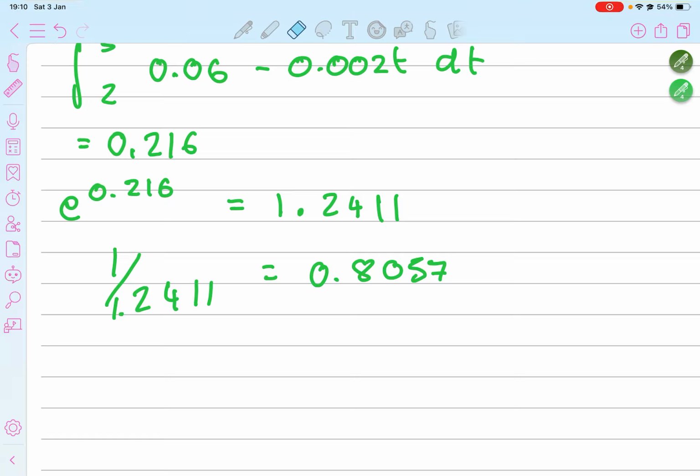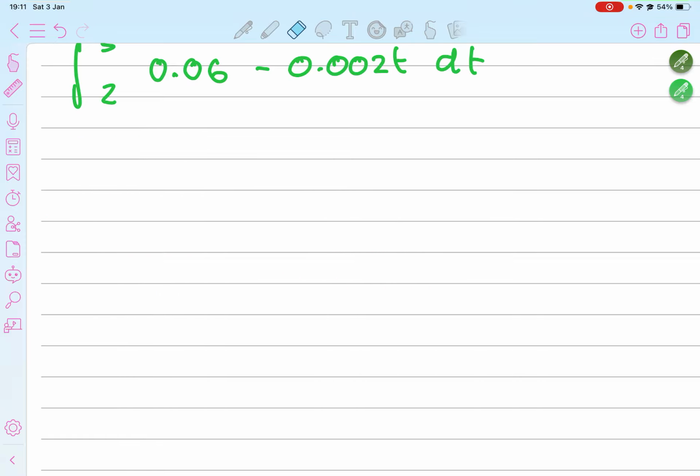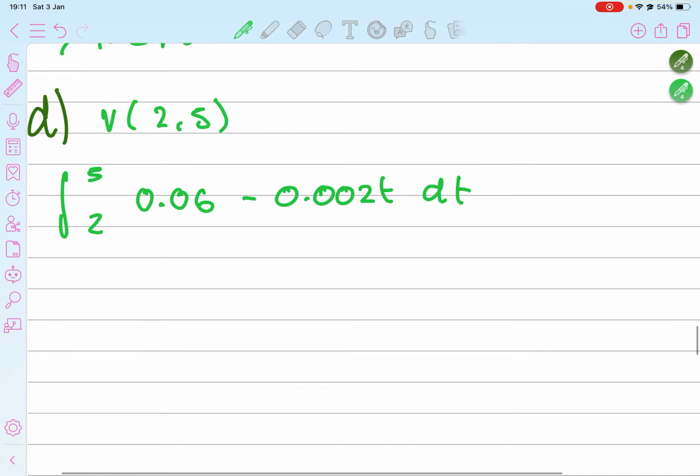Have I written something down wrong? 0.216. I really shouldn't just be trusting my maths like this. I should probably work this out. Okay. I'm just copying from my old sheet, but I obviously did that wrong. I'm pretty sure that's the method though.